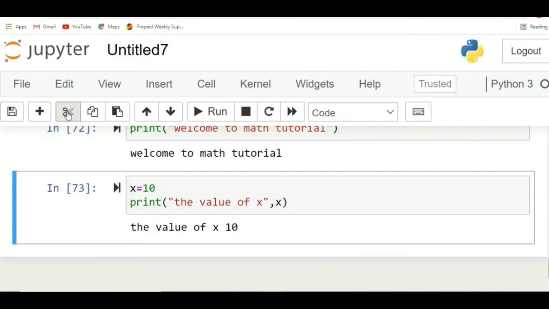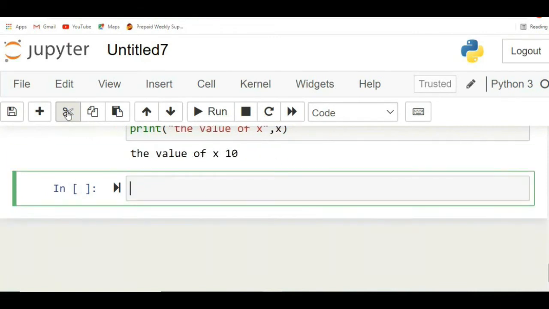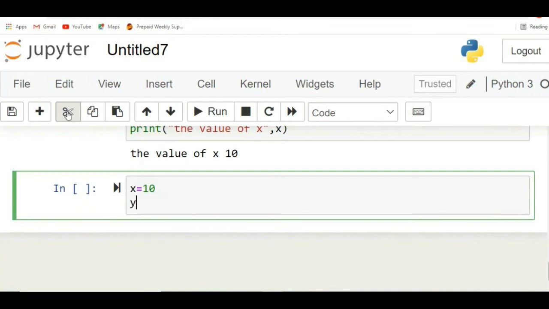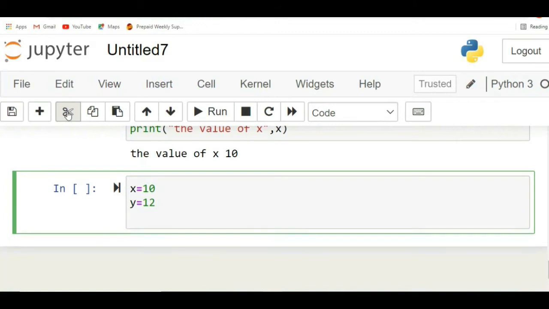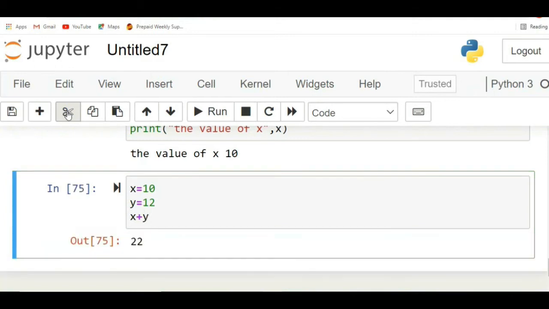So this is the way how to work in Jupyter notebook. Write the right code and you can get your answer. So now we're taking the value of x is 10, y is equal to 12, and if we want to add x plus y, of course our answer should be 10 plus 12, it should be equal to 22.